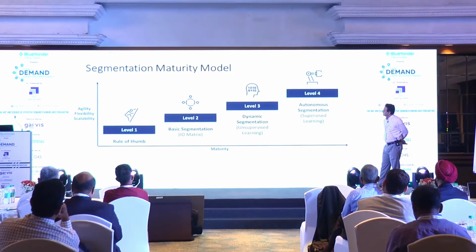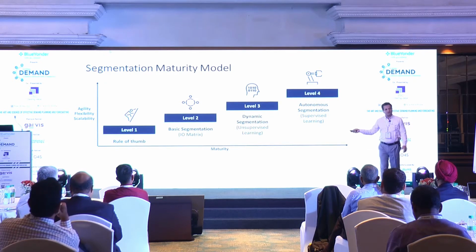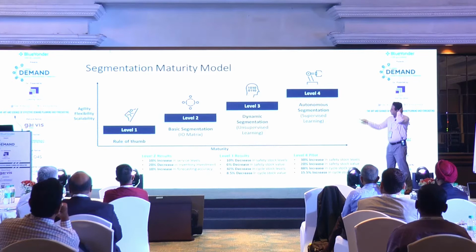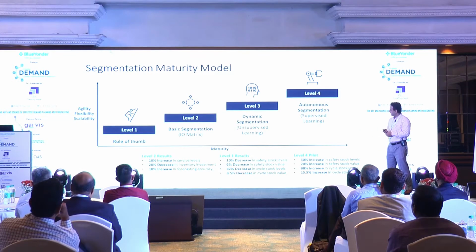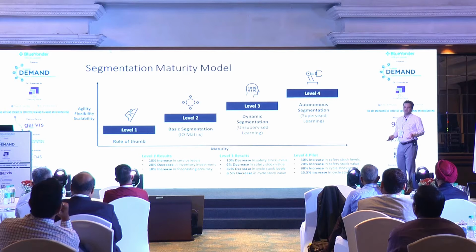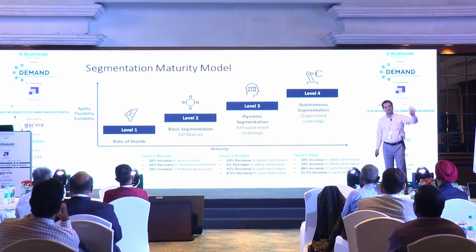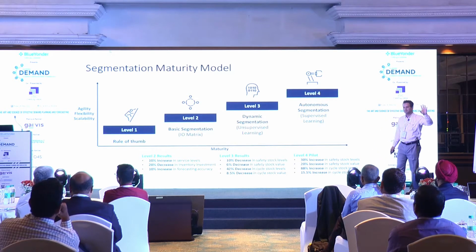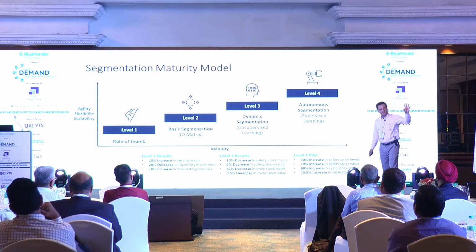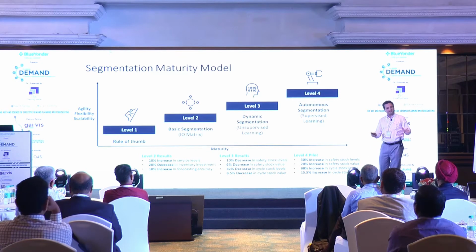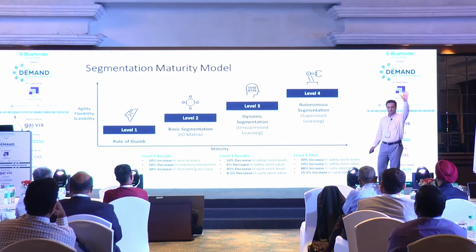So this is a segmentation maturity model, kind of a roadmap, and you guys can figure out where you are on this roadmap. So you have agility, flexibility on the y-axis, and you have maturity on the x-axis. So basically four different levels. Rules of thumb, right? How many of you use rules of thumb in your inventory planning and your forecasting? 1 month of stock, I'll keep 2 months of stock. Well, I think I can manage with 15 days. Anybody? No?